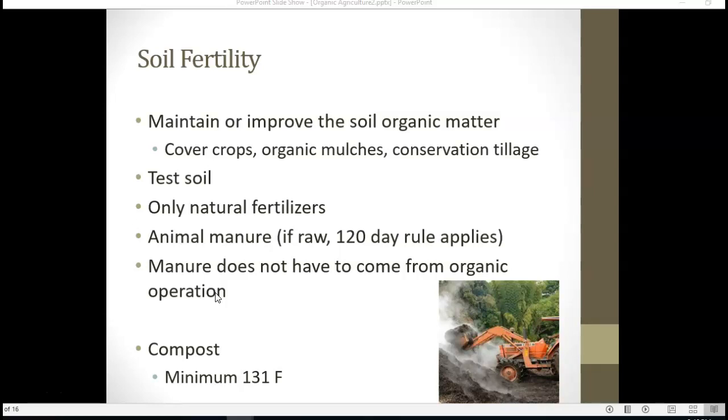You can use their poultry litter and spread it on your crops. But interestingly, in some other programs across the world, it does have to be from an organic operation. It can't be from a factory farm. There are very specific requirements for compost when you use it in organic production.